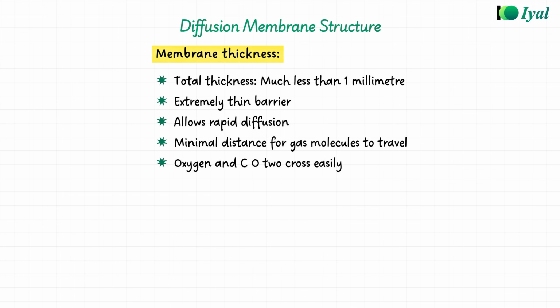Now how thick is this membrane? It is much less than 1 millimeter. It is incredibly thin. Think about it, the distance for oxygen to travel from air to blood is less than 1 millimeter. Carbon dioxide from blood to air is also less than 1 millimeter. This thinness is absolutely essential. It means gas molecules have a very short distance to diffuse. They cross quickly and efficiently.